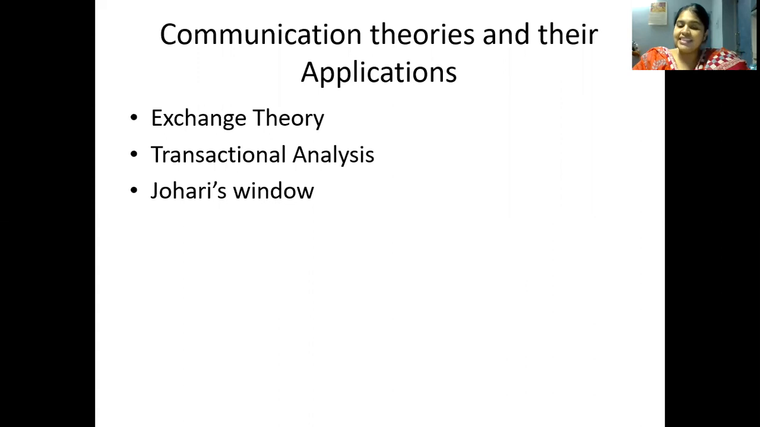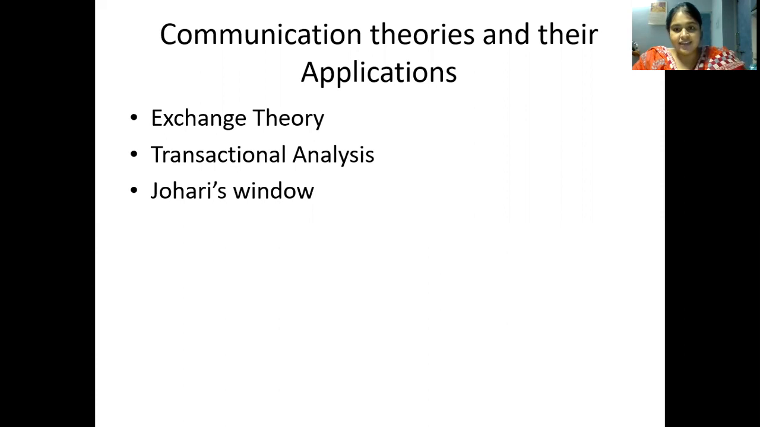Parent ego: in this, behavior, thoughts and feelings are copied from parents or parental figures. Adult ego state: behaviors, thoughts, and feelings which are in direct response to the here and now. Child ego: behavior, thoughts, feelings are replayed from childhood.